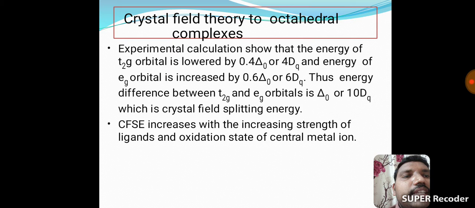ΔO is nothing but the crystal field splitting energy. The eg orbital energy is 0.6 ΔO. The t2g orbital energy is 0.4 ΔO. CFSE increases with the increasing strength of ligands and oxidation state of central metal ion.